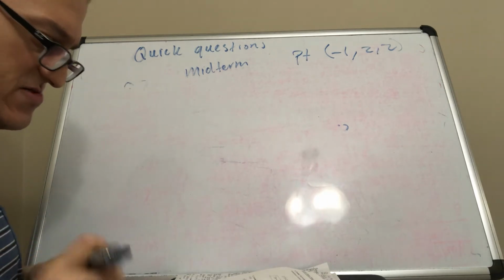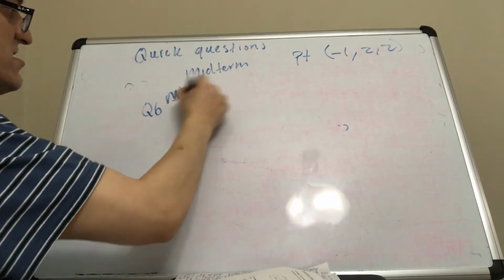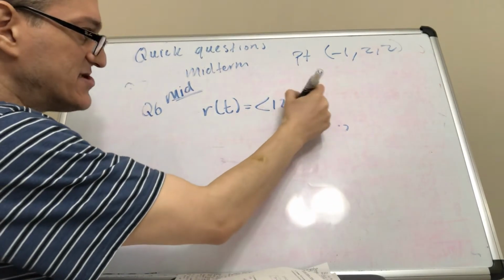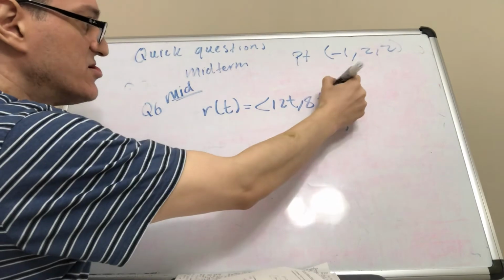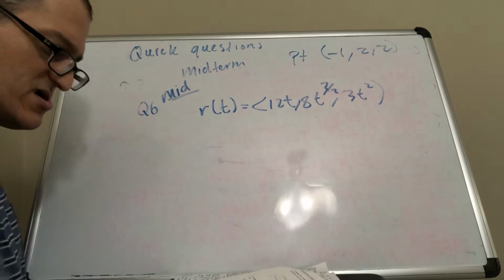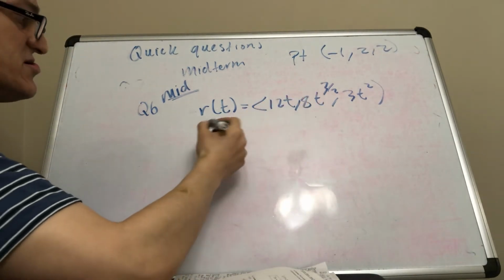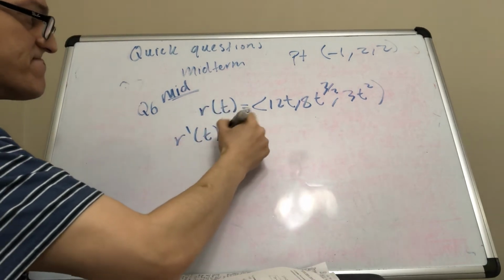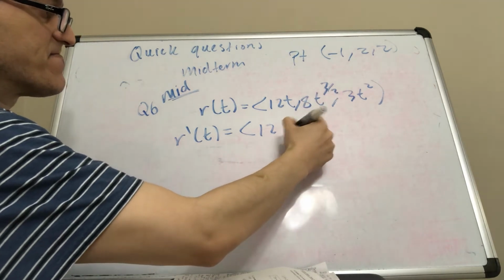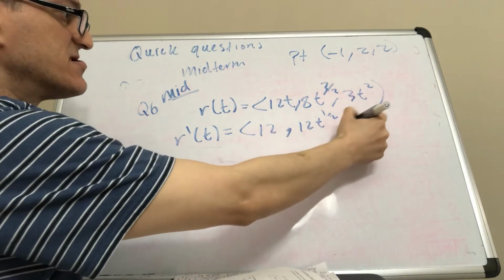Find the length of the curve. So in question 6 of the midterm, you need the length of the curve. They give you the curve: 12t, t to the 3 over 2, 3t squared, from 0 to 1. So basically, it's an equation. All you need to do is find the derivative. The derivative of this would be 12t to the half, and the derivative of this would be 6t.